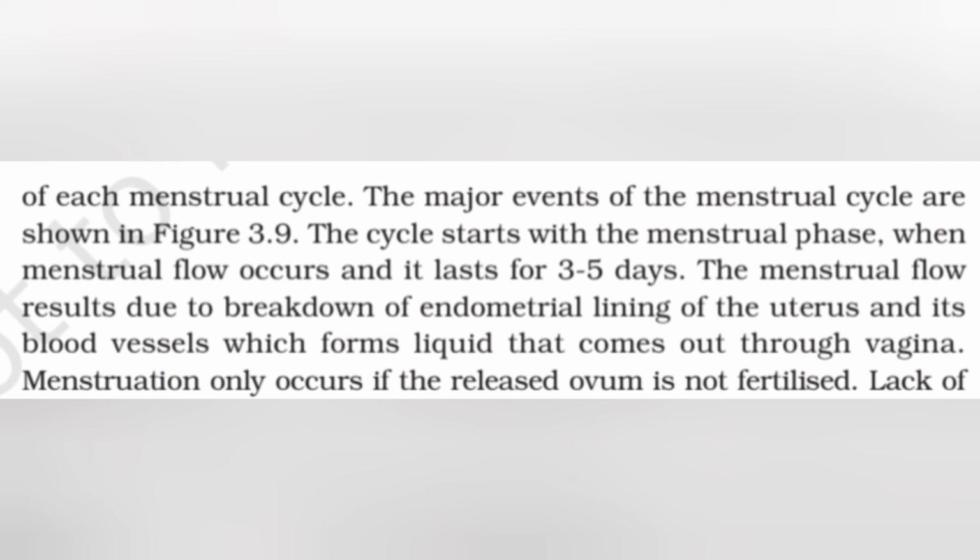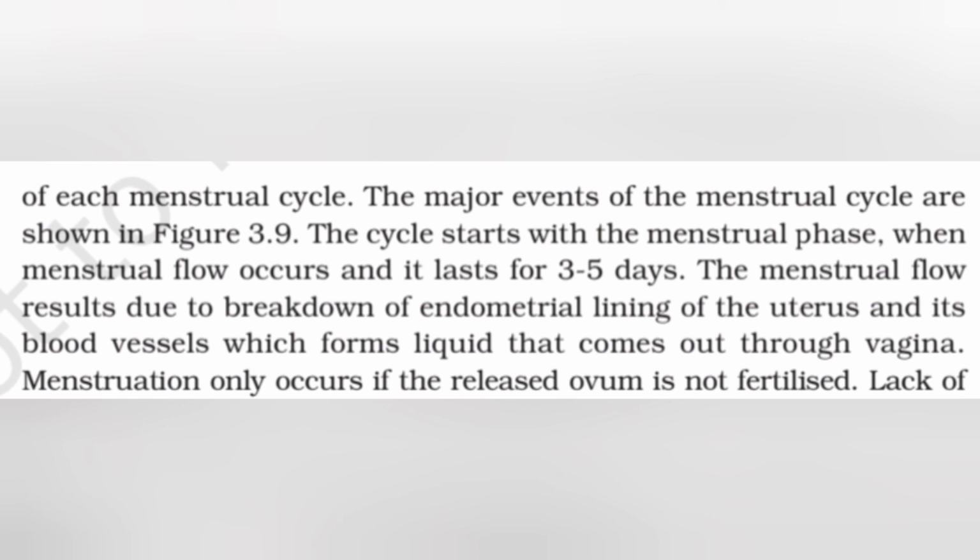What is this menstrual flow? It is the result of the breakdown of the endometrial lining of the uterus. We have studied the lining of the uterus: perimetrium, endometrium, myometrium. So the endometrium breaks down and releases all the dead cells and tissues along with the blood. This is menstrual flow. Menstrual flow is blood vessels which form liquid that comes out through the vagina.